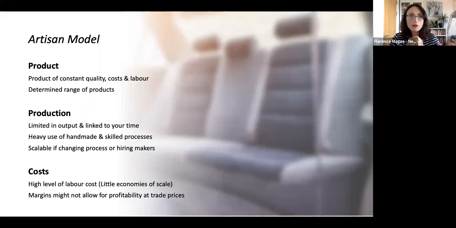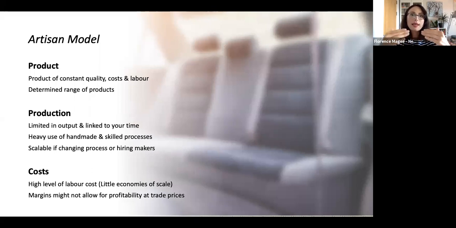In that model, again, the product is of constant quality, cost, and labor. So you know how much it costs you to produce, and the range is determined. But the production is limited in the year. There's only so much you can produce because you're on your own. It's very linked to your skilled labor. So therefore, if you need to scale up your production above your own personal capacity, you will need to find somebody who can do exactly the same, or you will need to change some of the processes that you use.